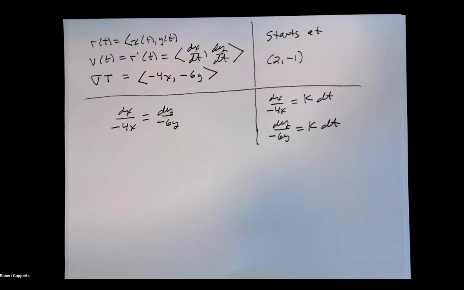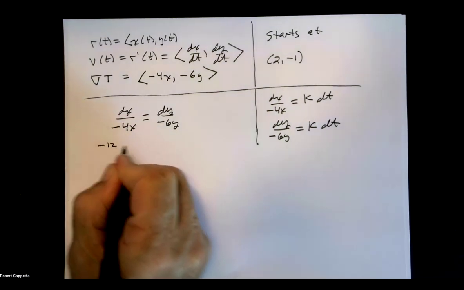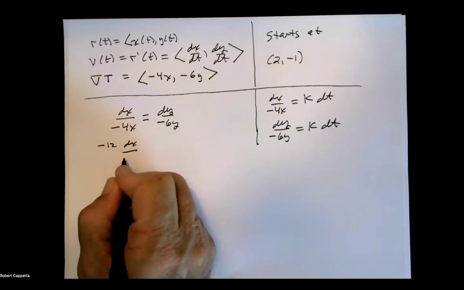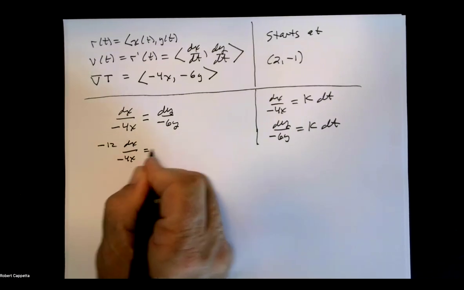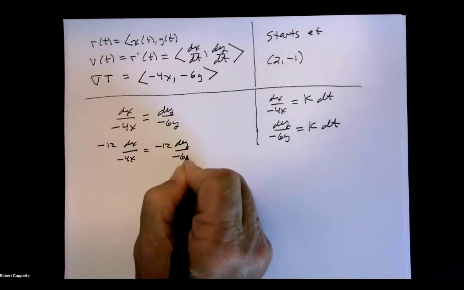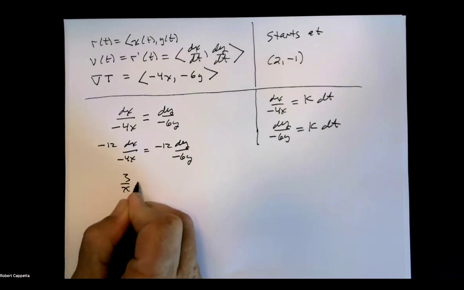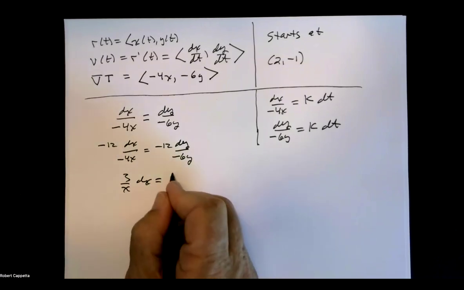Now, this is a separable differential equation, so we can integrate both sides, but to make our life a little bit simpler, let's multiply both sides by -12. So -12 times dx over -4x equals -12 times dy over -6y. So what does that give me? That gives me 3 over x dx equals 2 over y dy.